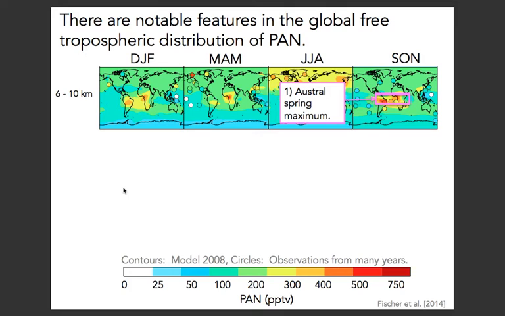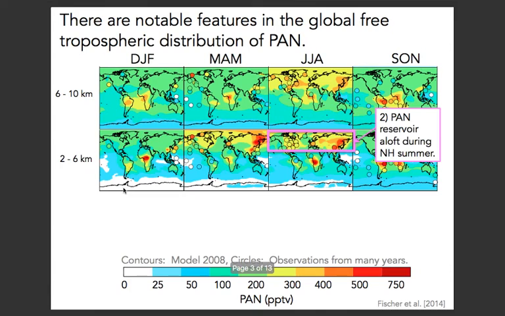PAN distribution. So the first one that I want to show you is an austral spring maximum. And so what you're looking at here are the contours, which are not necessarily linear, and the model is shaded and the observations are circles. And so the model shows that there's a lot of PAN sitting over the tropical Atlantic in spring.